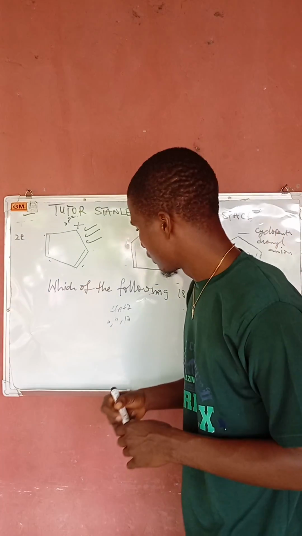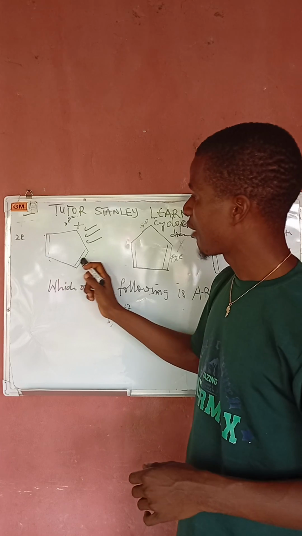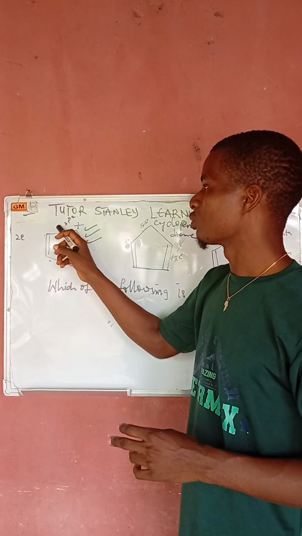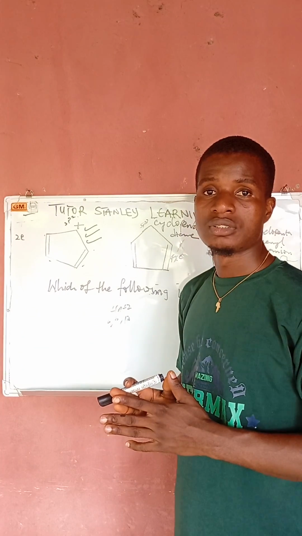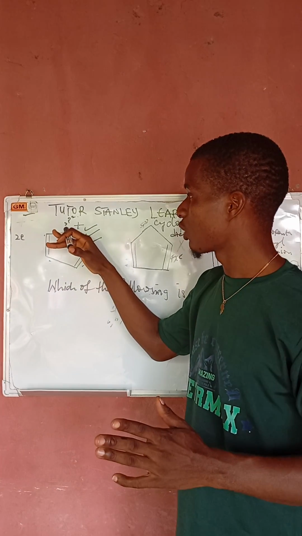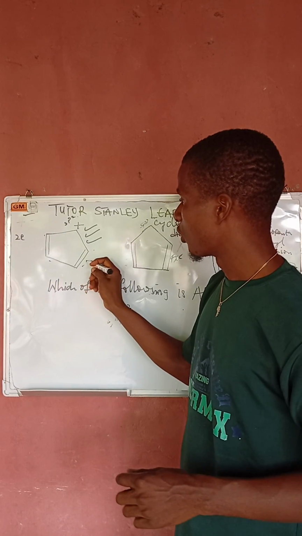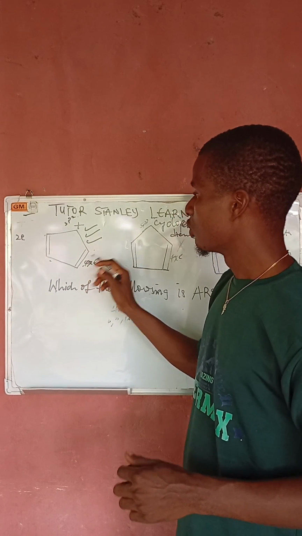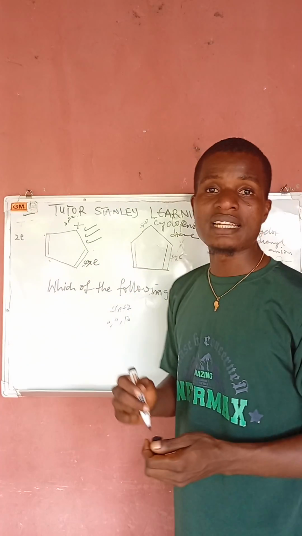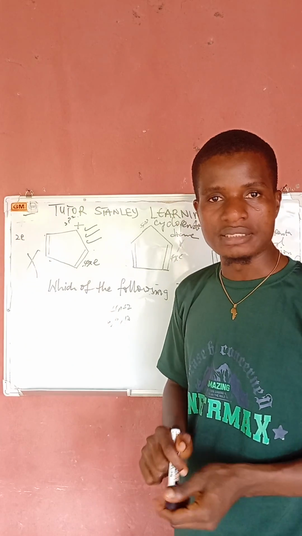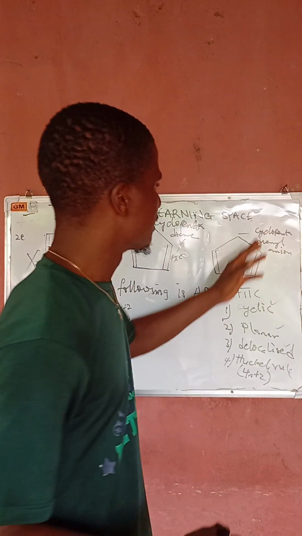So finally, let us check. We have 2 pi bonds, that is 4 pi electrons. This sp2 does not have any pi bond in it, so it does not add any pi electrons to this. So therefore, we have 4 pi electrons. So cyclopentadiene cation is not aromatic.